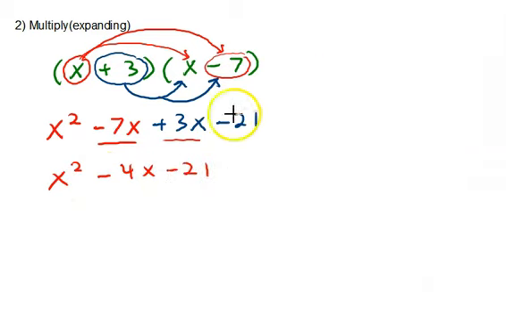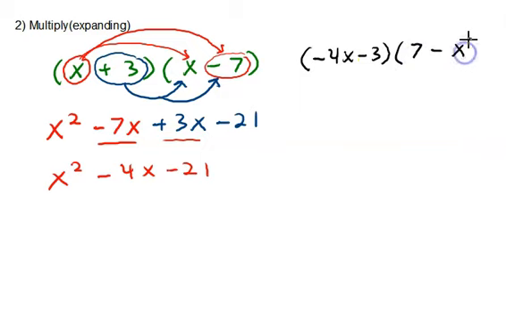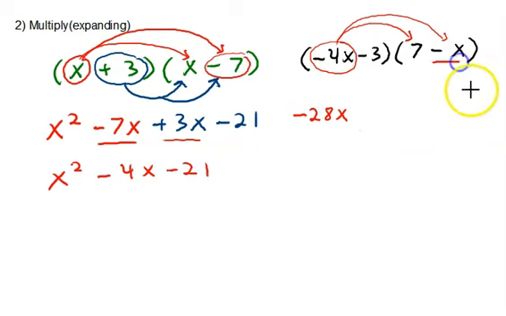Okay, so let me give you another example. I will include with negative. So here we got negative 4x minus 3, and here I have about 7 minus x. Okay, now the same thing, include with the sign. Okay, then we multiply over here. So here we got about negative 28x. Then we multiply with this one, negative x. So here we got about positive 4x squared.